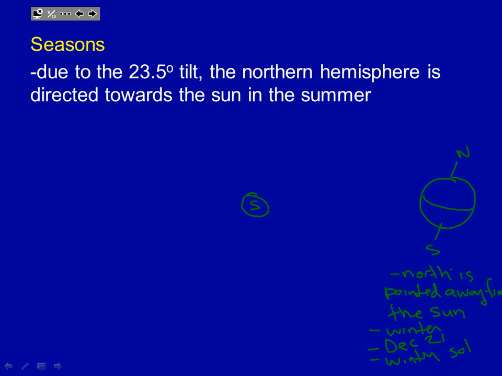S-O-L-S-T-I-C-E. Hold on, let me get to the other side of the orbit. Zoop, zoop. Don't worry that the Earth hasn't shrunk in 6 months. North towards the sun. All right, the north is pointed towards the sun.